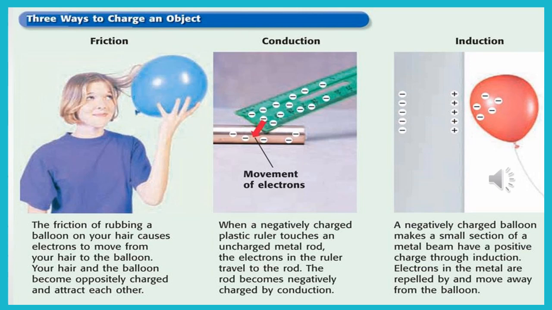Electrons in the metal are repelled because the balloon has an excess of electrons, it is negatively charged. So the negatively charged electrons are repelled and accumulate at the far end of the metallic beam. And empty places are created at the near end of the metallic beam, which actually depicts positive charge. So these are the three methods of charging we'll discuss.